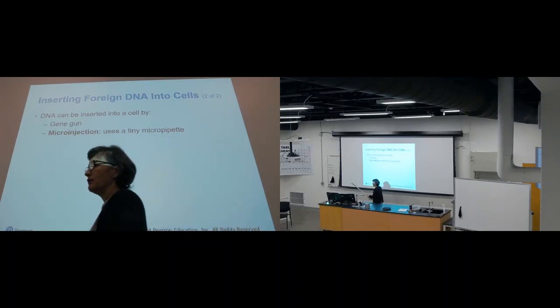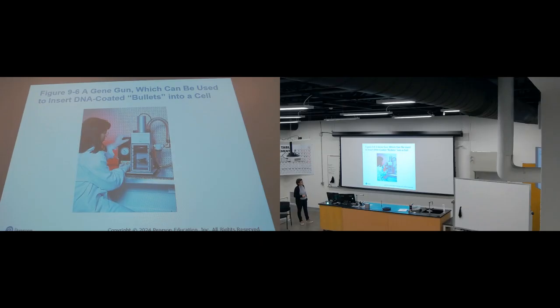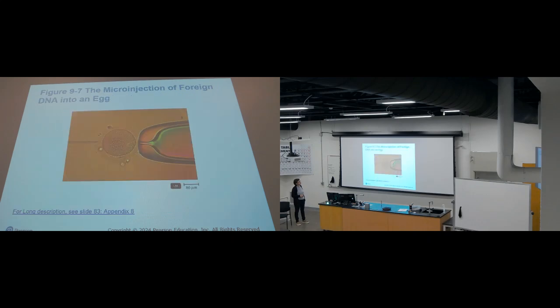In the case of inserting foreign DNA into cells, you have the DNA inserted into a cell by a gene gun, and then you can microinject these cells with a micropipette, a tiny micropipette. So here we have this gene gun that has DNA-coated cells, and then you can inject them. And then here we have a microinjection of DNA into a cell.